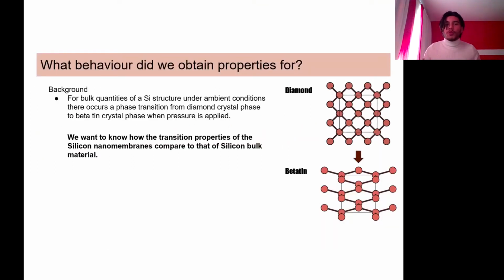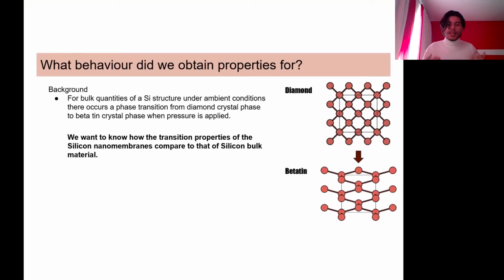After obtaining our structure, we would then run calculations. But in order to understand the data for the calculations I'll show you next, you would have to understand the background for what happens in silicon bulk material. Usually, for bulk quantities of silicon under ambient pressure and condition, there occurs a phase transition from diamond phase to beta tin phase when pressure is applied.